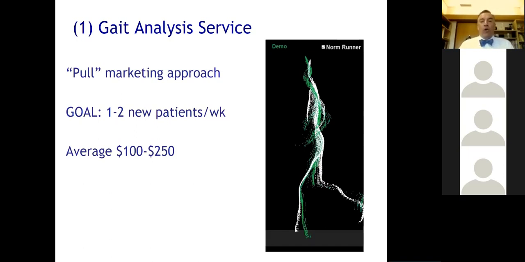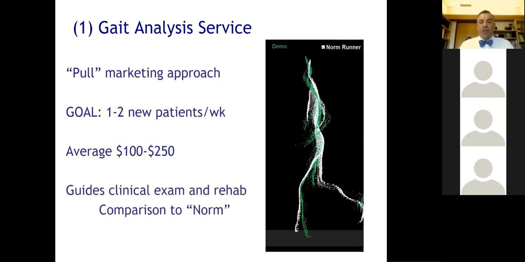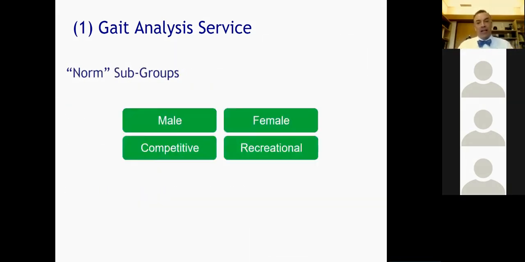And the goal, again, is to help guide your clinical exam and your rehabilitation. You're taking your patient, seen here in green in this picture, and you're comparing them to this norm. So let's talk just a little bit more about who norm is. Now, norm is not just a single individual.